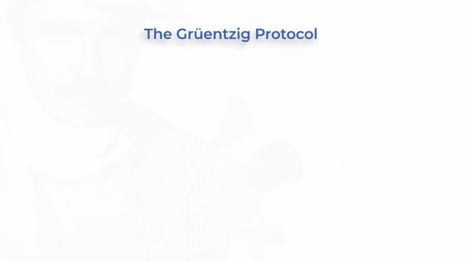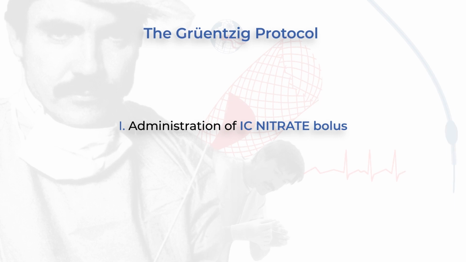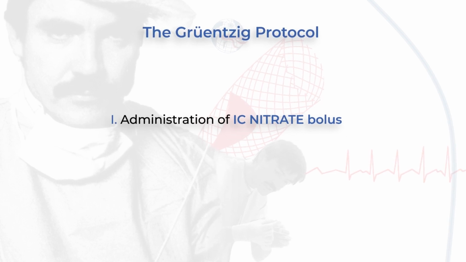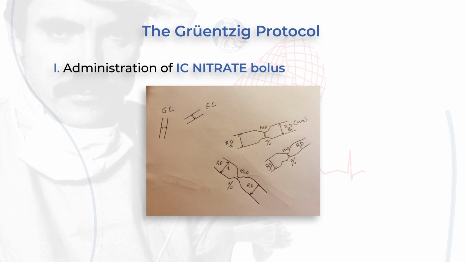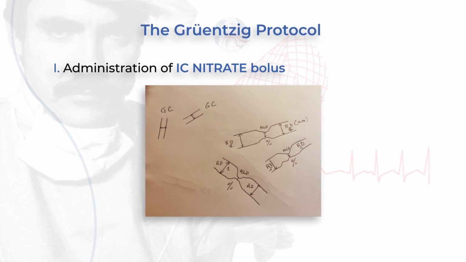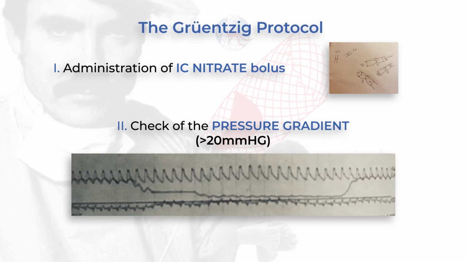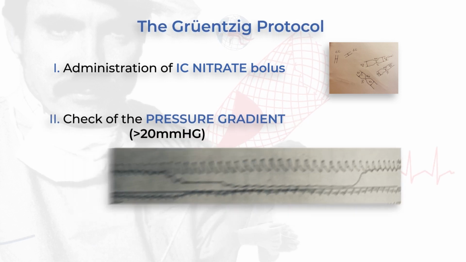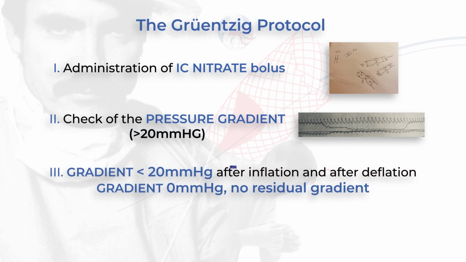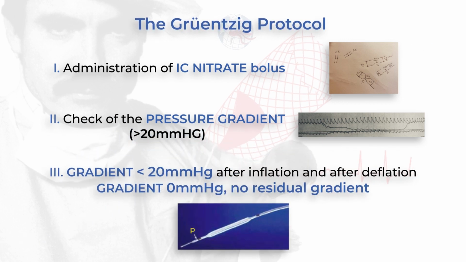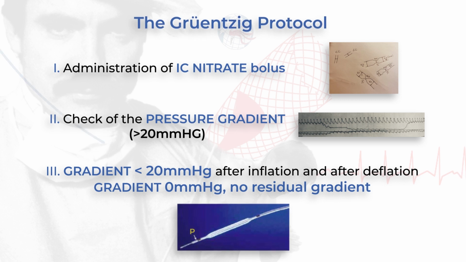The protocol consists of the following. After systematic administration of intracoronary nitrate, the feature of the lesion has to be drawn on paper in two orthogonal projections. The pressure gradient had to be checked after crossing the lesion. And after inflation and deflation of the balloon, success was defined as a residual stenosis less than 20% and no pressure gradient.